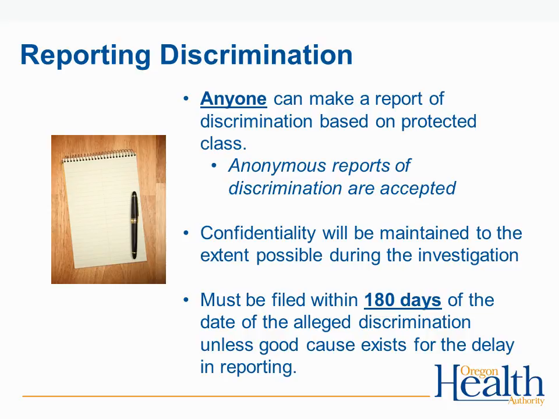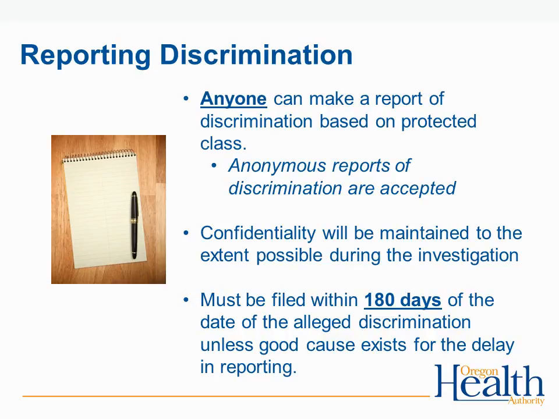Any individual or individual's representative who believes discrimination may have occurred based on protected class can file a report of discrimination. An individual's representative can include an advocate, family member, or friend. Anonymous complaints will be accepted, except it is important to note that the investigation itself will be extremely limited when we do not have a contact person.